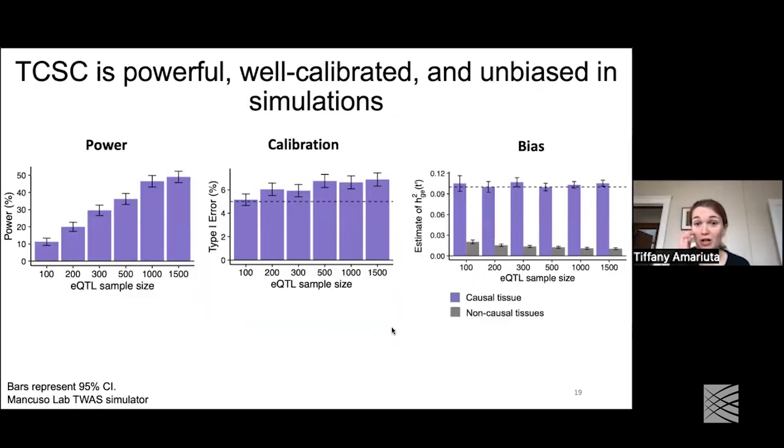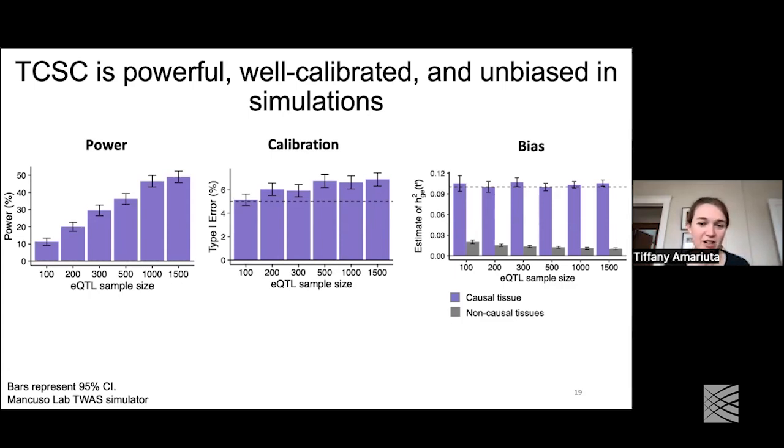Okay, so now moving into simulation results. We've used the co-regulation structure that I showed at the beginning of the presentation across GTEx tissues to give us a basis for the covariance you would expect across tissues in terms of genetic effects on gene expression. And so we've tried our best to make these simulations as realistic as possible.